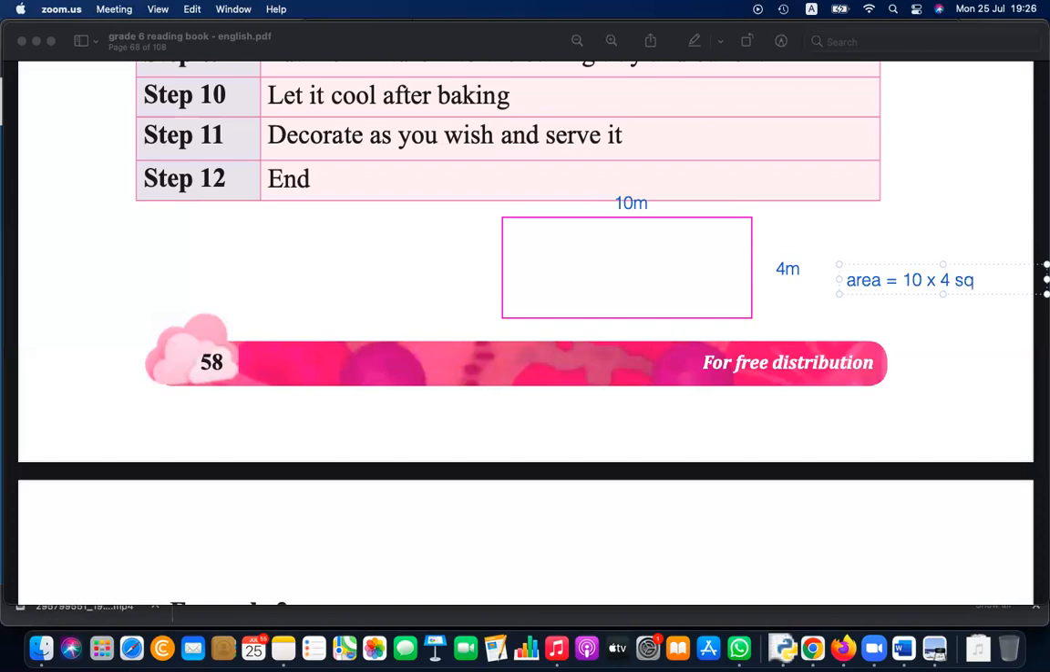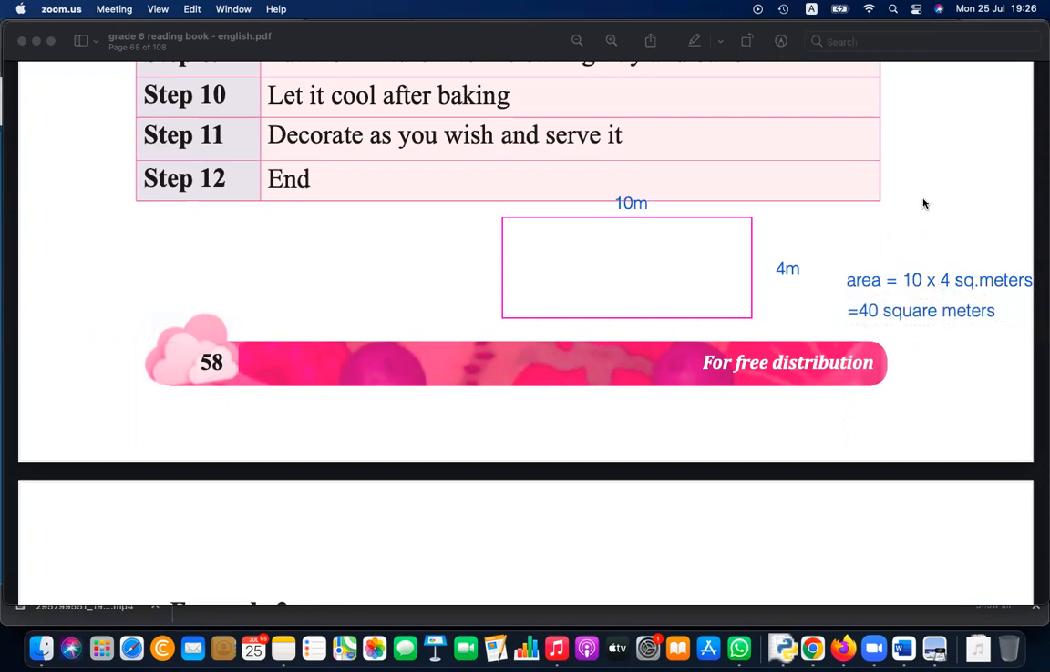Why square meter? Because you are going to multiply meter by meter, so you get square meters. So it is equal to 40 square meters, right? Okay, I think now this concept is clear to you, right? How to find the area.